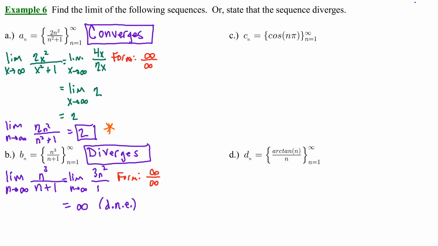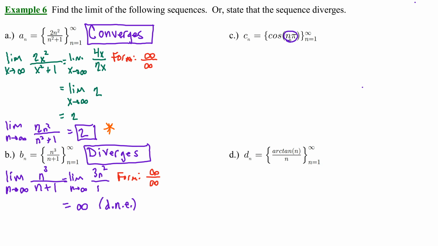Remember that there are two ways that a sequence can diverge. The limit is either infinity or negative infinity, or the limit does not exist. Look at example C. We have the sequence C sub n equals cosine of n pi from n equals 1 to infinity. Now, as n approaches infinity, this argument also approaches infinity.